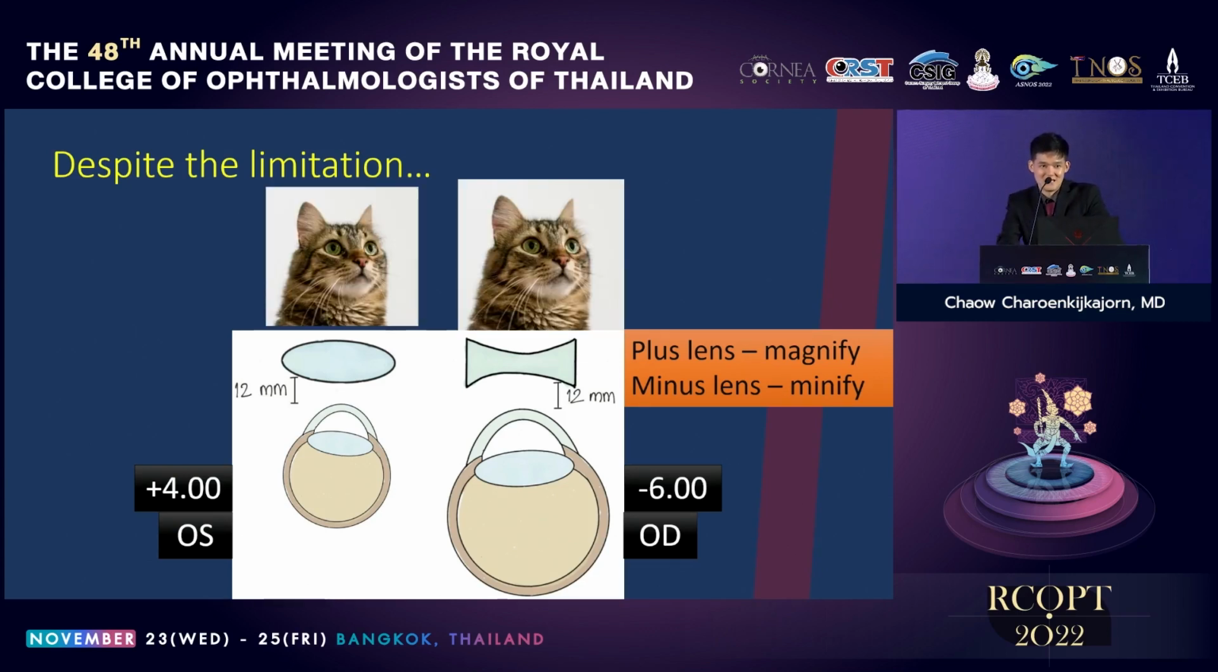So this is what they're going to see. They're going to see a clear image of similar size, and this is why in axial ametropia, the patient usually does very well with glasses, and we usually have no problem with that.